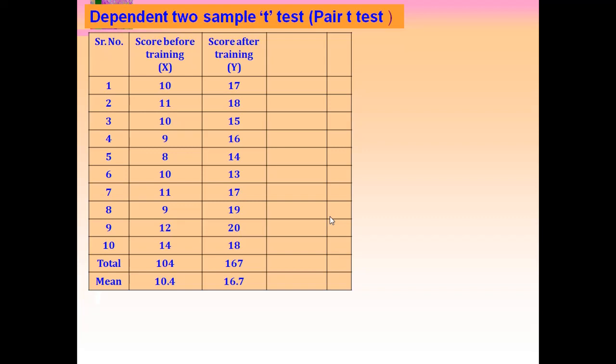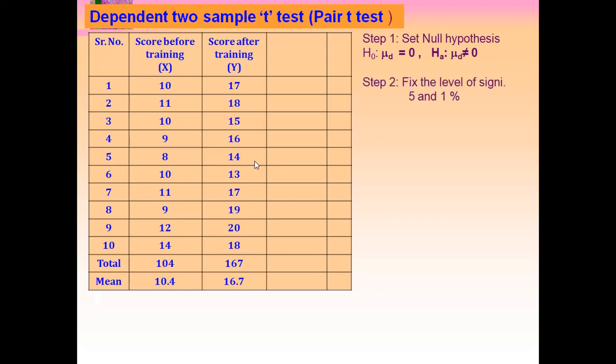So for farmer number 1 before training the score was 10, and after giving the training, when the performance was evaluated, it is 17. So you can see that these two observations are related because they have been recorded on the same individual. If this is the situation, the samples are considered to be dependent, and for dependent samples we apply the paired t-test. There the hypothesis is that mu d is equal to 0, that means the average difference between the two related observations is considered to be 0, against that it is not equal to 0.